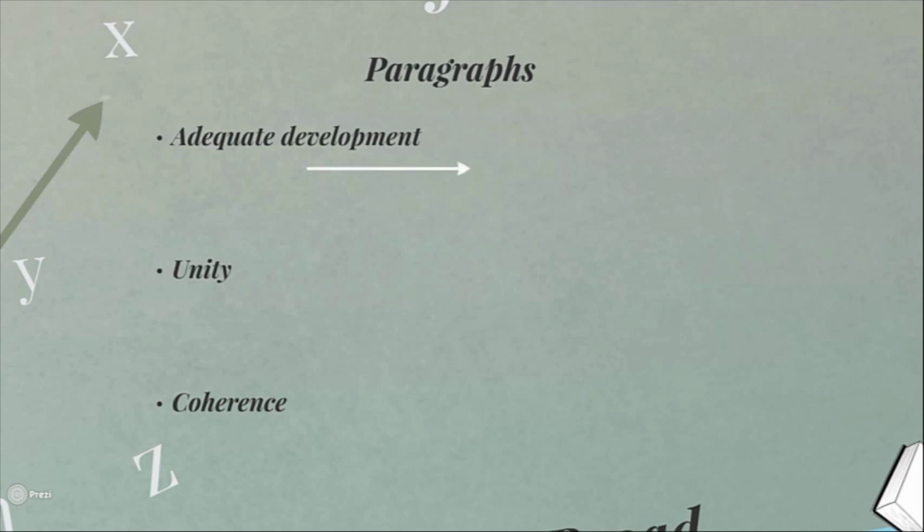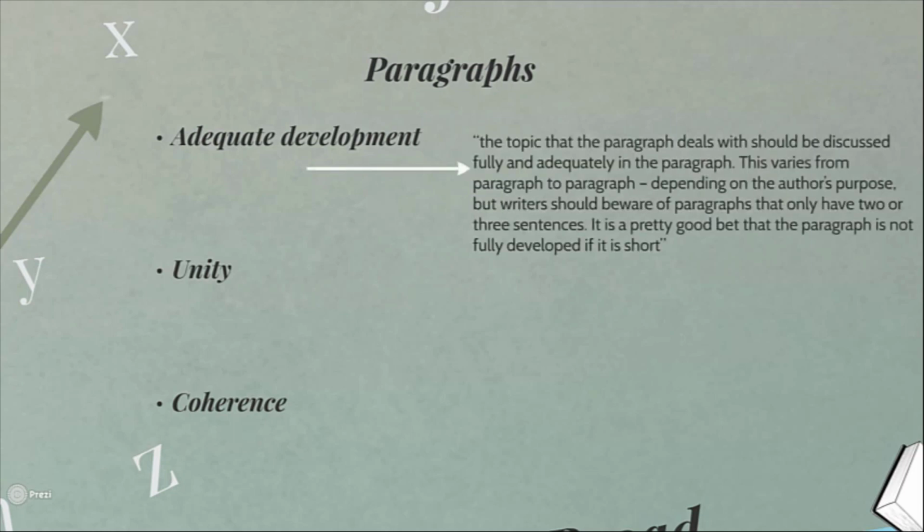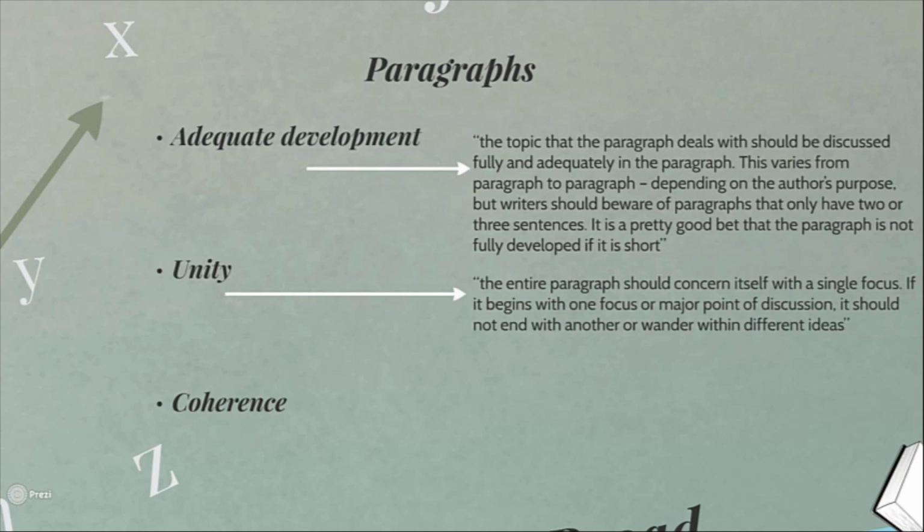Okay, let's focus on adequate development. The topic that each and every paragraph deals with should be discussed fully and adequately in the paragraph unpacked. What this means is that you should focus on unpacking the topic that's under investigation in that paragraph completely before moving on to another. Now, the entire paragraph should concern itself with a single focus. If it begins with one focus or major point of discussion, it should not end with another point of discussion. It should not wander between ideas within the paragraph.